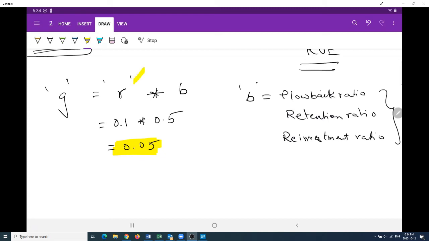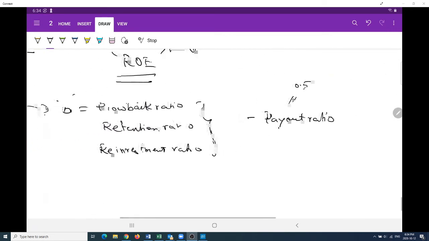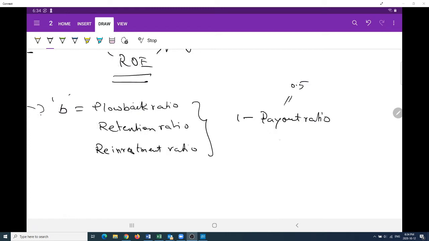This R is also ROE. Okay, and B is your plowback ratio or retention ratio, which is actually 1 minus payout ratio. This payout ratio can also be termed the dividend payout ratio if you want to be a little more specific.